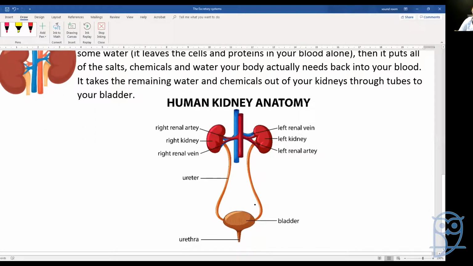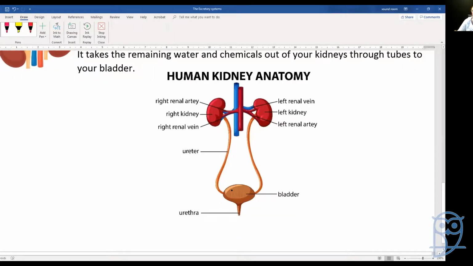So we've got these little tubes called ureters, and they go down to your bladder. And then when it's time for you to go to the bathroom, all of this urine gets passed through your urethra and out into the world. Fantastic.